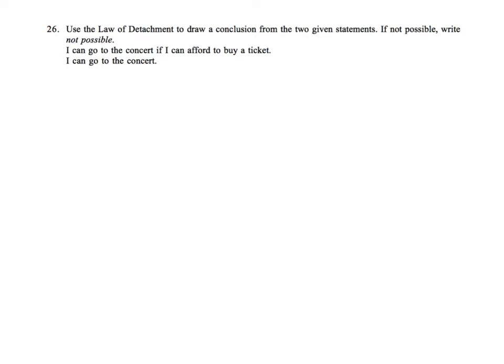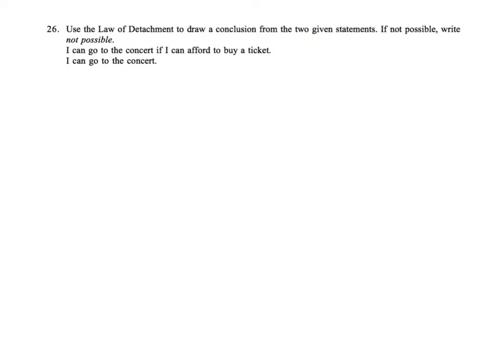All right, 26 says use the law of detachment to draw a conclusion from the two given statements. If not possible, write not possible. So for my law of detachment to work, we have to have an if-then statement. And then if my second statement matches the first half of my if-then, so if A, and in this case, we're going to rewrite it.